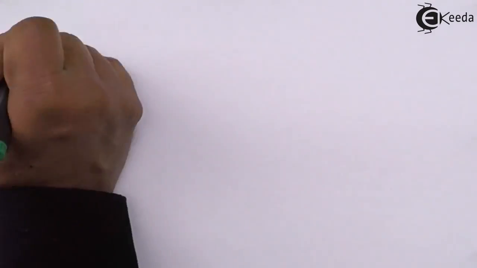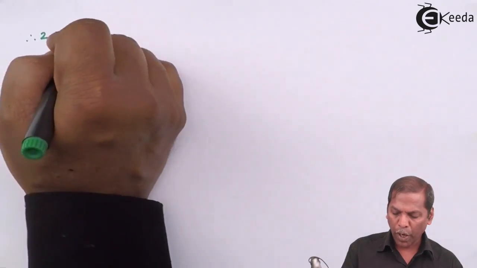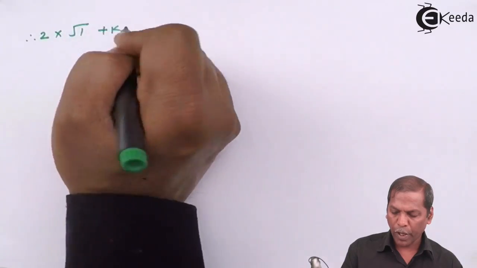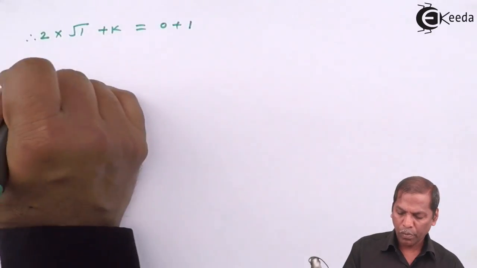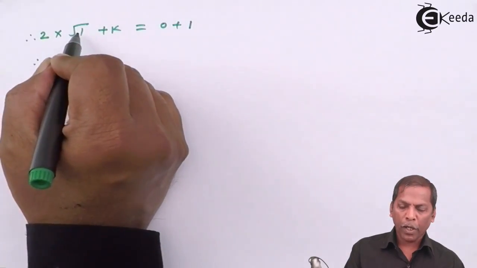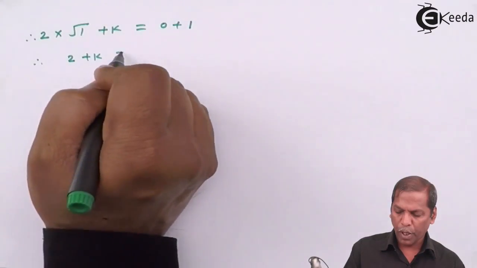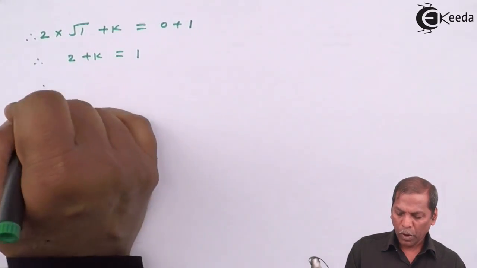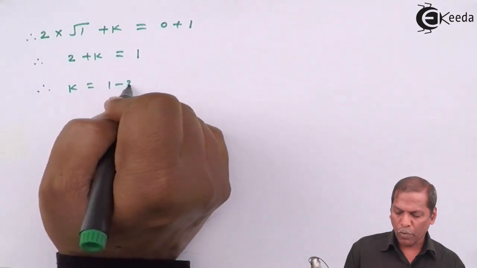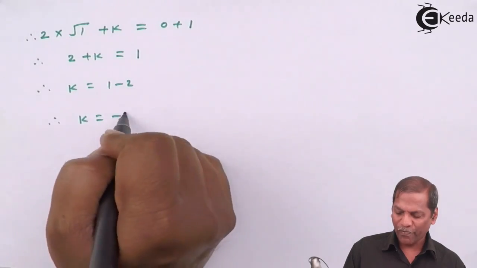So on simplifying further, we get 2 into square root of 1 plus k is equal to 0 plus 1. Now root 1 gives 1 and that multiplied by 2, so we get 2 plus k is equal to 0 plus 1, that is equal to 1. And therefore k equal to 1 minus 2, and in this way we get k equal to minus 1.